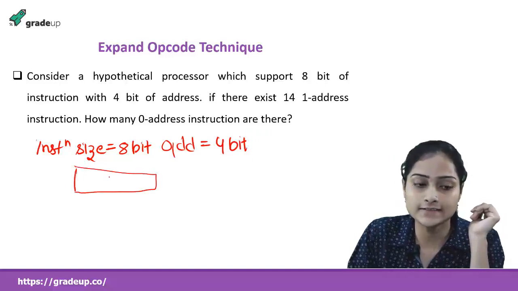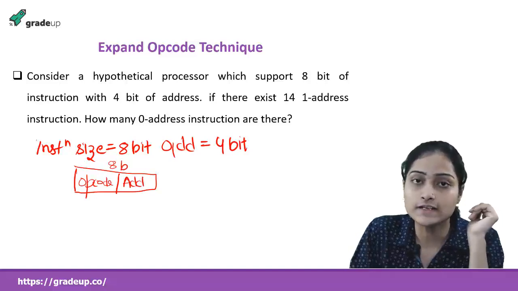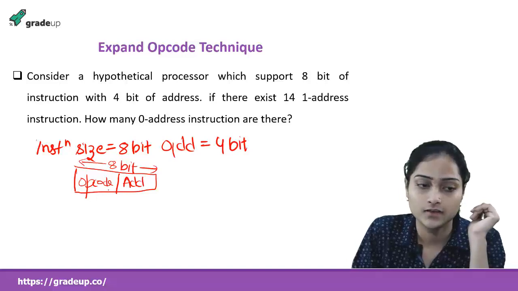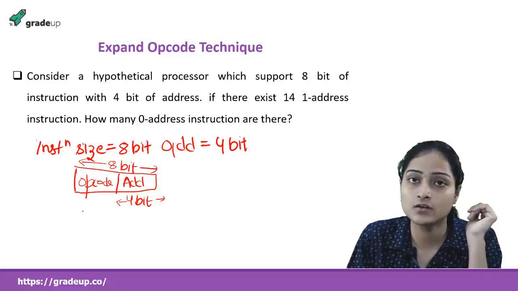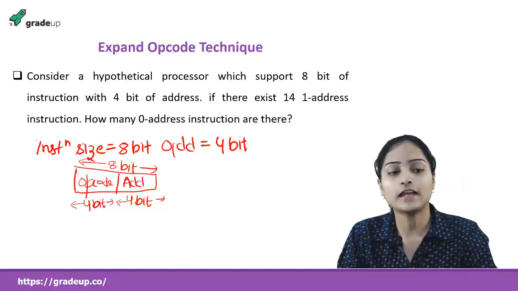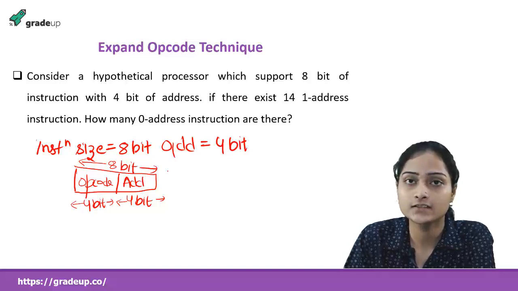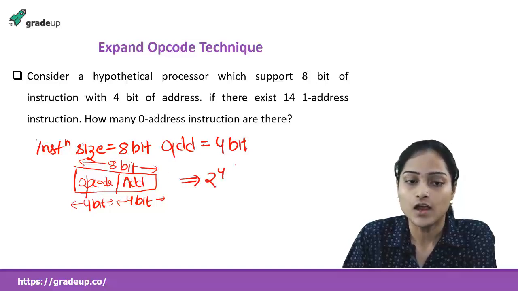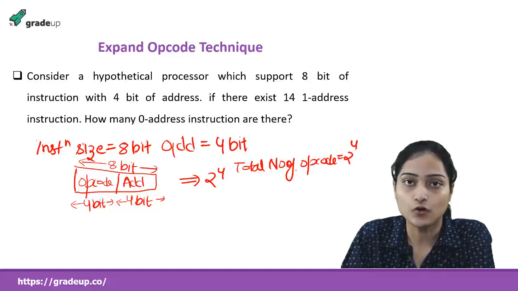So for a one address instruction, what is the format? Opcode and address. This whole is 8 bits and this address is 4 bits. Then the opcode size is also 4 bits. Now tell me, using these 4 bits, how many opcodes are possible for these instructions? 2 raised to the power 4. Total possibilities for opcodes, or total number of operations, will be 16.